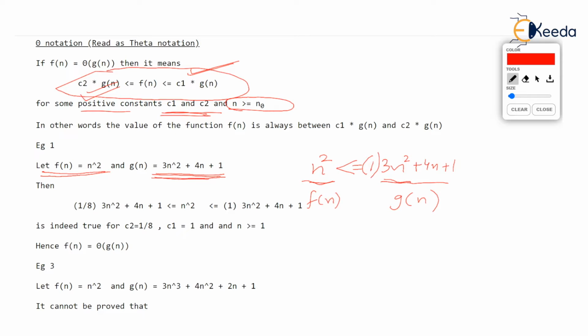I hope you are understanding. So by proving this, we have proved that fn is big O of gn for constant equal to 1. The constant c1 we have taken here is 1.